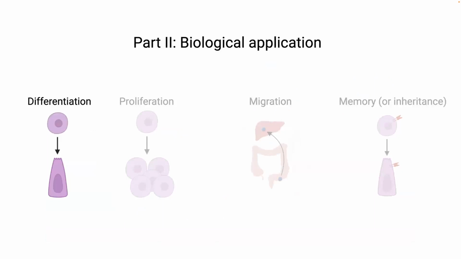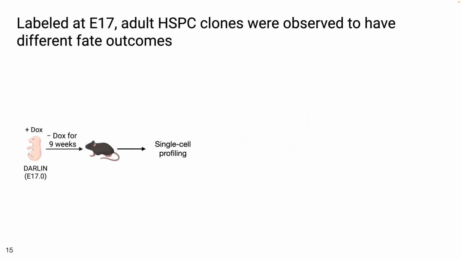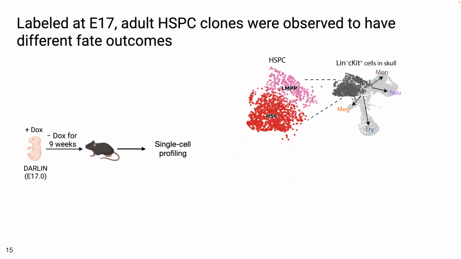We applied our technology to 3 different biological problems. The first one is cell fate choice or differentiation. We studied the differentiation in the context of hematopoiesis. Here we introduced the lineage barcoding at E17 with Dox, and then waited for about 2 months and profiled the cells from the skull. These are the skull blood cells, and the gray area is the early progenitors, which can generate all different fate outcomes.